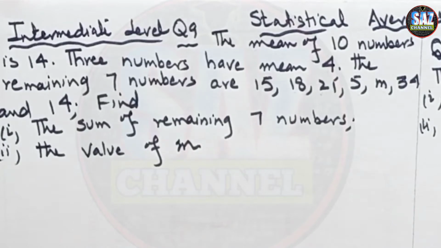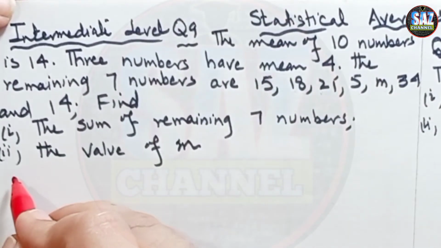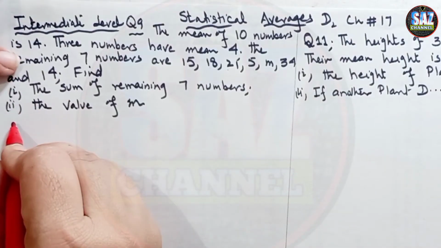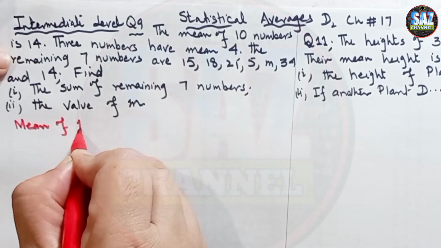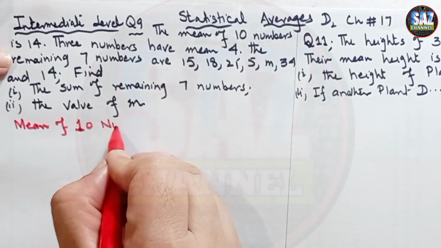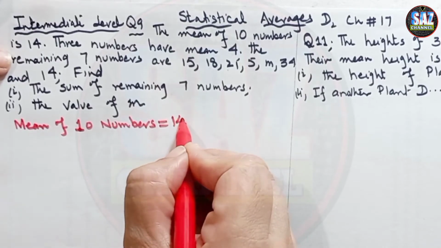Okay, so let's move to the solution of the question. Very easy question. Here basically we are applying the formula for the mean for ungrouped data. It's given in the question that the mean of 10 numbers is 14.